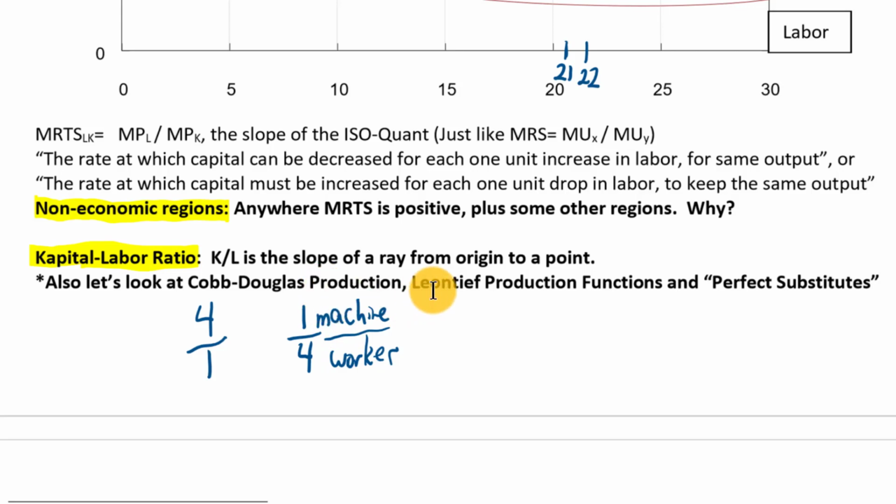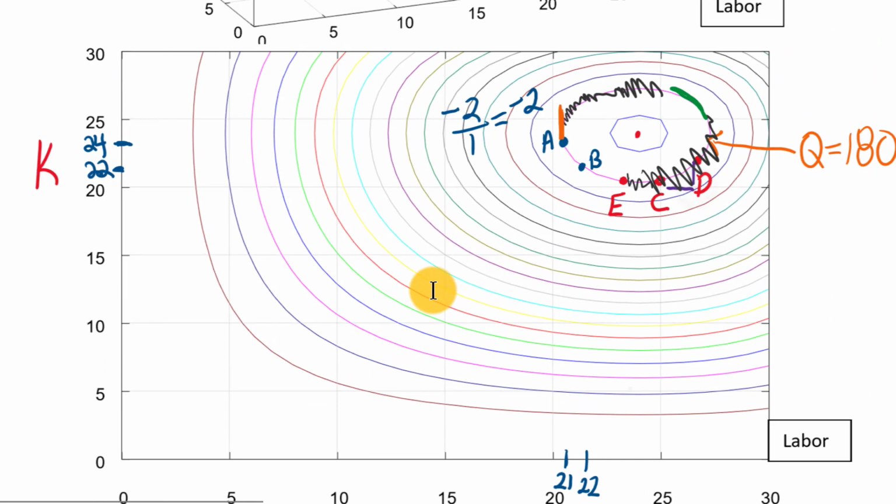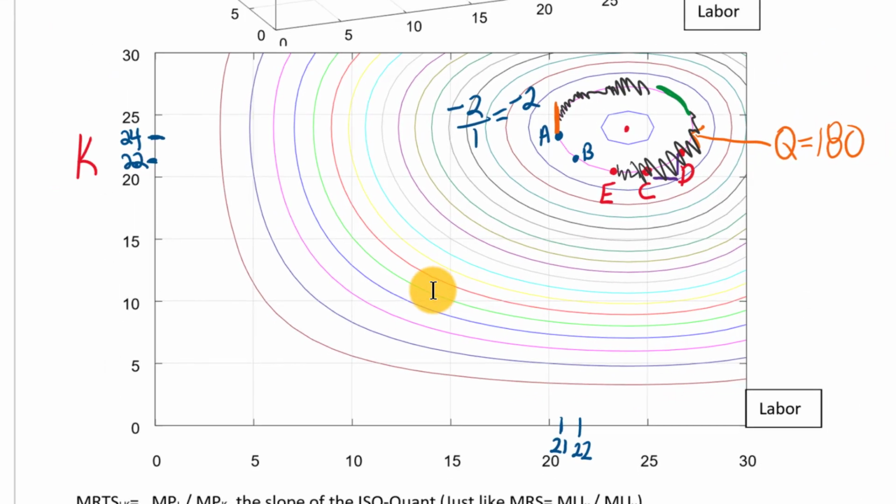A visual trick you can use in a graph like this is if you want to compare how capital intensive one solution is to another, you can visualize the capital to labor ratio by drawing a ray from the origin to a point. So for example, let's compare this point A to this point B and see which one is more capital intensive. If we just sit and think for a minute, we can obviously see that point A uses a lot more capital and less labor, and point B uses a lot more labor and a lot less capital. So we know that A is the more capital intensive point.